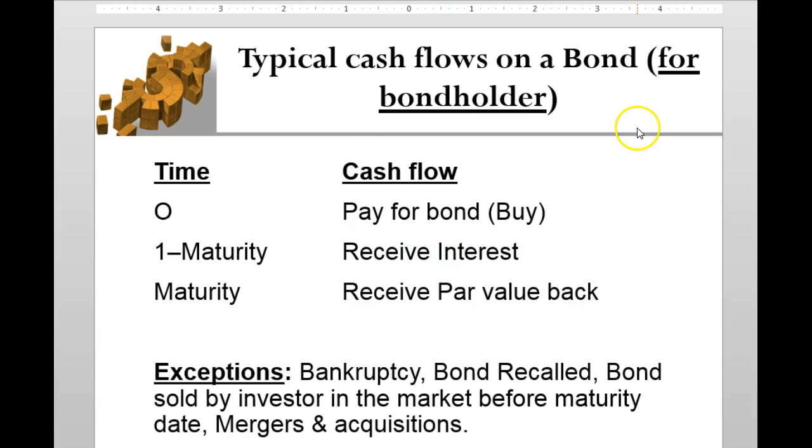And now this is the cash flows for the person who holds the bond. They pay out that money, and then they receive cash from 1 year to maturity, and then they receive the par value back. So those are your cash flows.